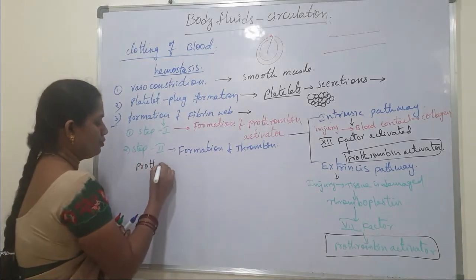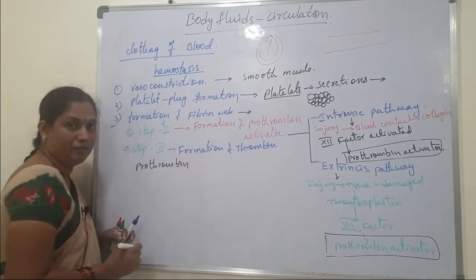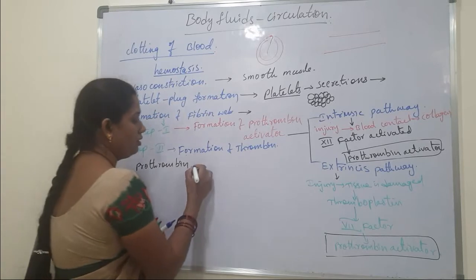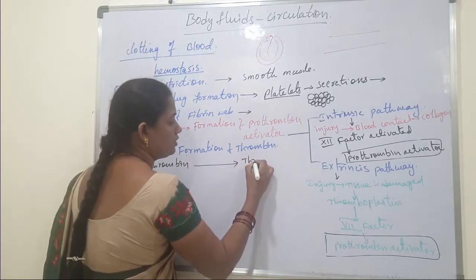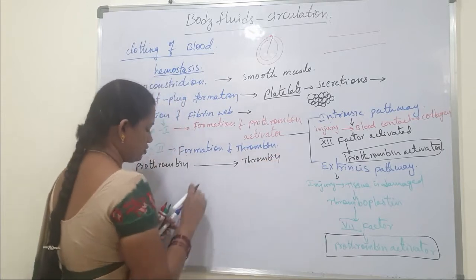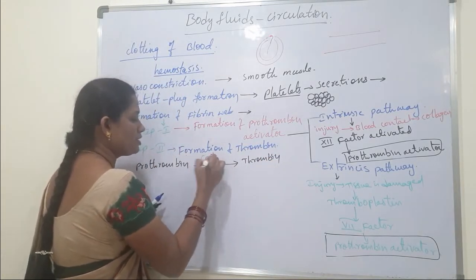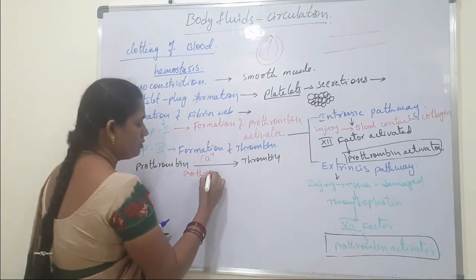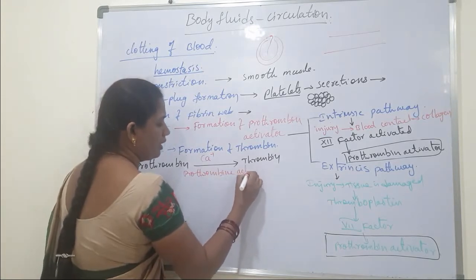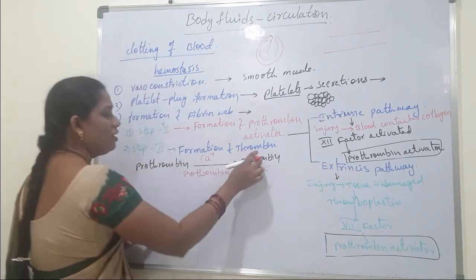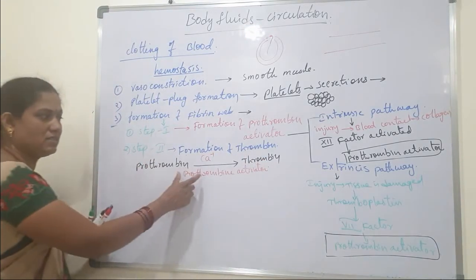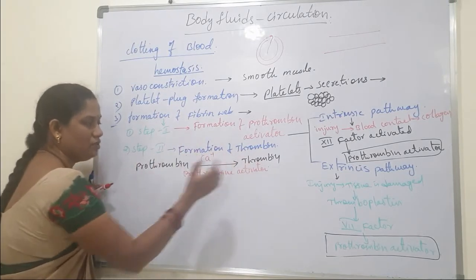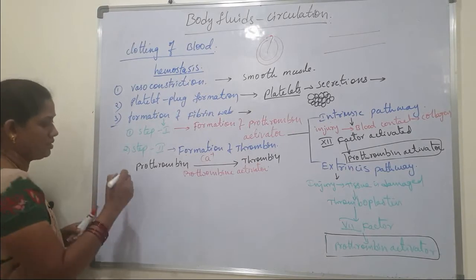Prothrombin is also one blood clotting factor which is present in the blood. Prothrombin is an inactive material. It is converted into thrombin in the presence of calcium ions and prothrombin activator. The prothrombin activator is essential for the formation of thrombin. So prothrombin is converted into thrombin. This is the second step.